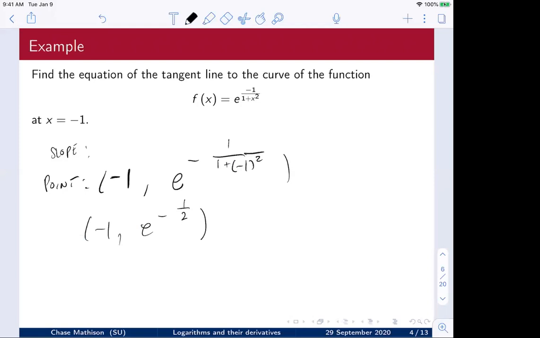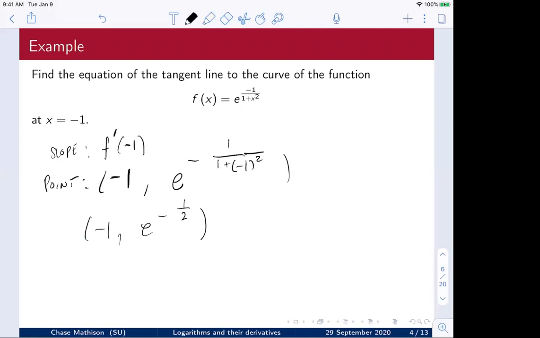The derivative. That's exactly right. Anytime I say slope, you might as well just say derivative. They're the same thing. I need f prime, and f prime where? Negative 1. Perfect. F prime at negative 1. So I need to differentiate this thing.